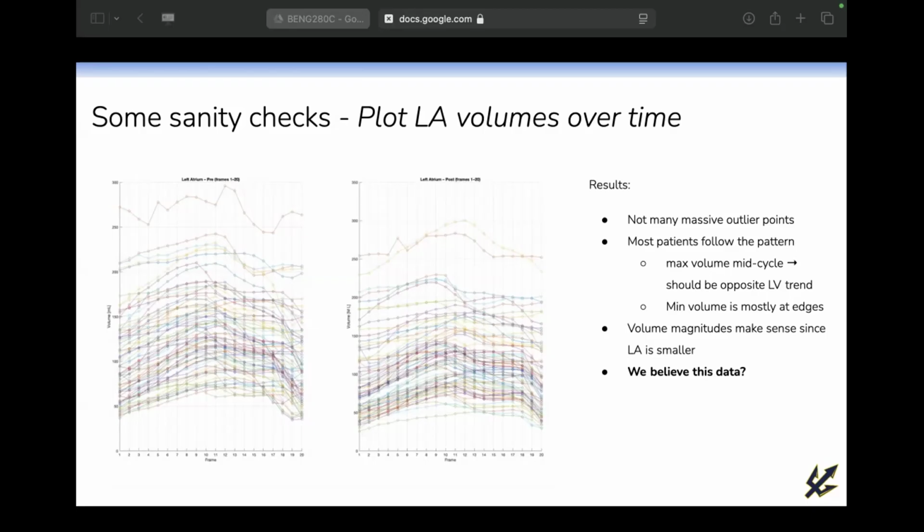I inspected one of the outlier points, like the top patient over here, just to see what was going on over the time series. But the segmentation looked pretty good on ITK Snap, so I kept them in the final model, but we can always take them out if necessary. Also, because the left atrium is smaller, the volume magnitudes do make sense, and therefore I think I pretty much believe this data without having to look at every single segmentation.